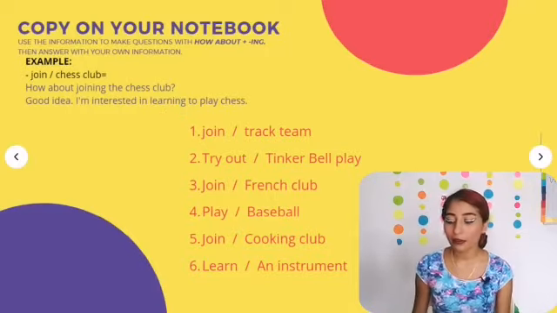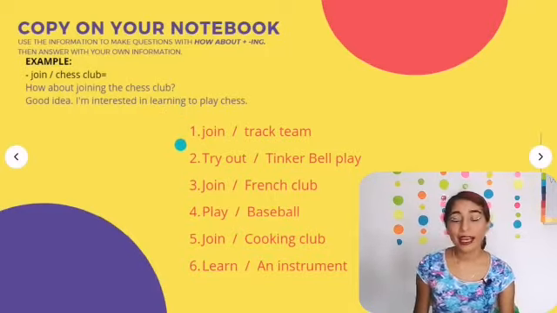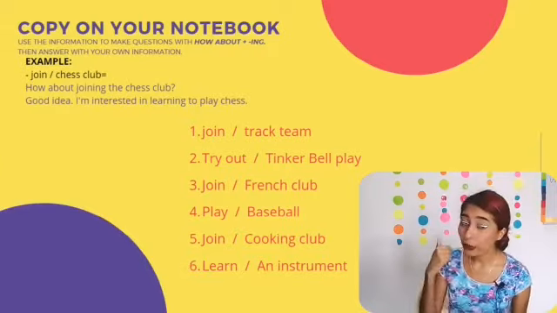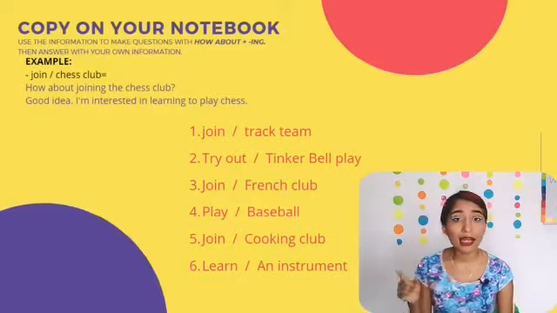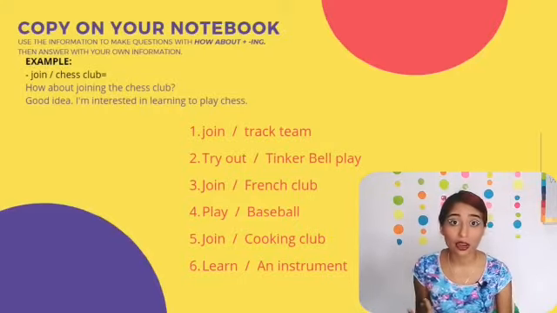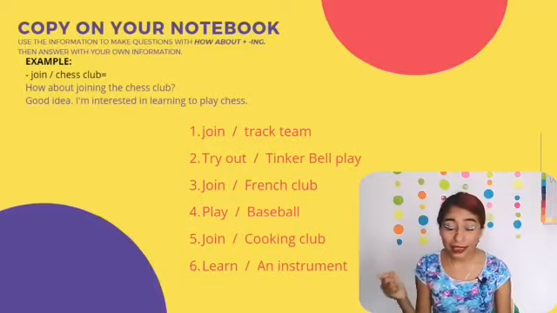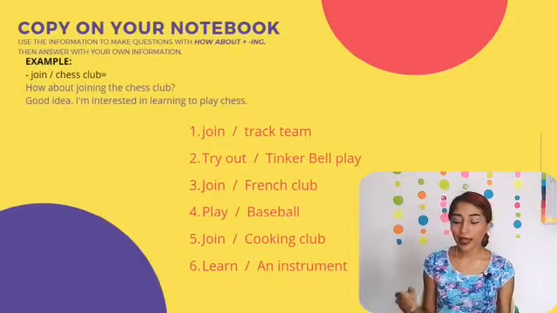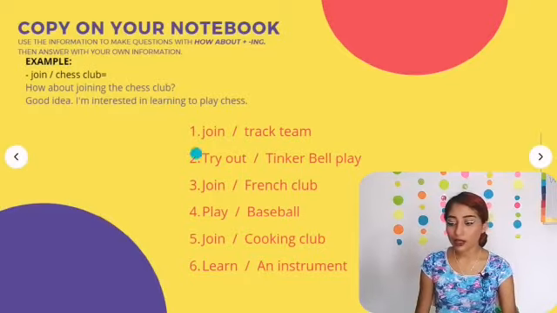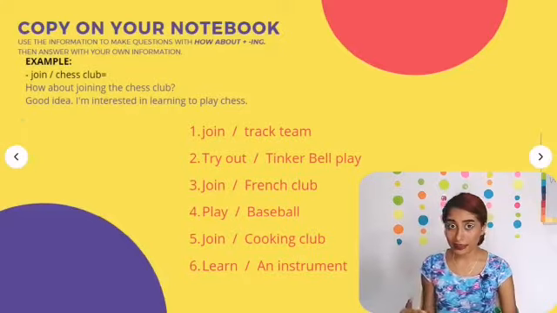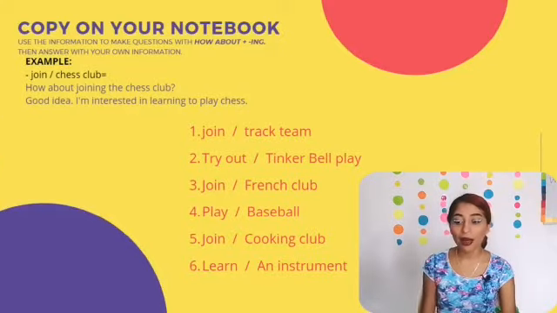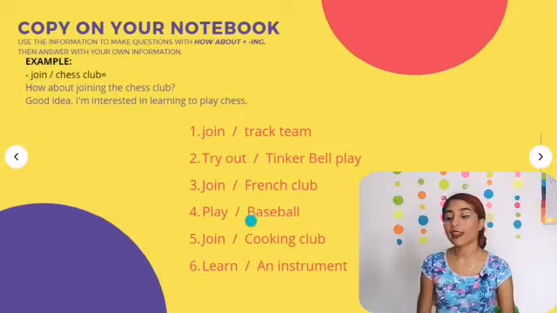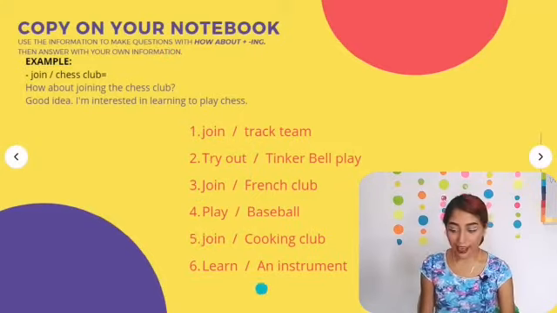Okay, so right now you need to make 6 questions, and remember that you need to answer. If you don't answer your questions, your activity isn't correct, isn't complete. So you need to make the questions and answers with your own information. Remember that all 6 need to start by how about, and then joining, trying out, joining again, playing, joining again, learning.